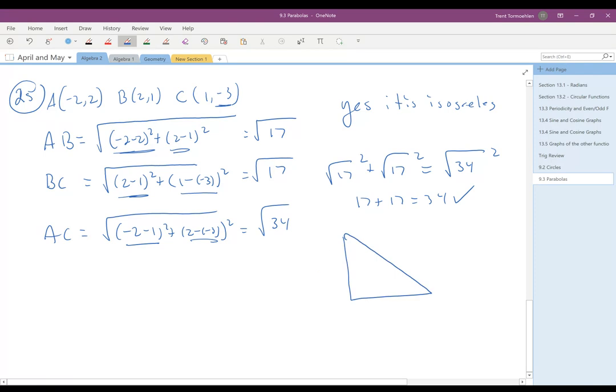And it's a right triangle that's going to look like this. And so to find the area, we're just going to do 1/2 times square root of 17 times square root of 17, which gives you 17.